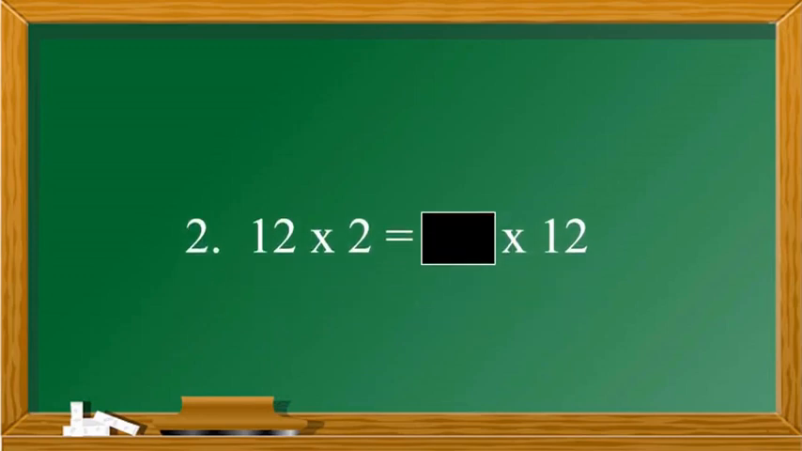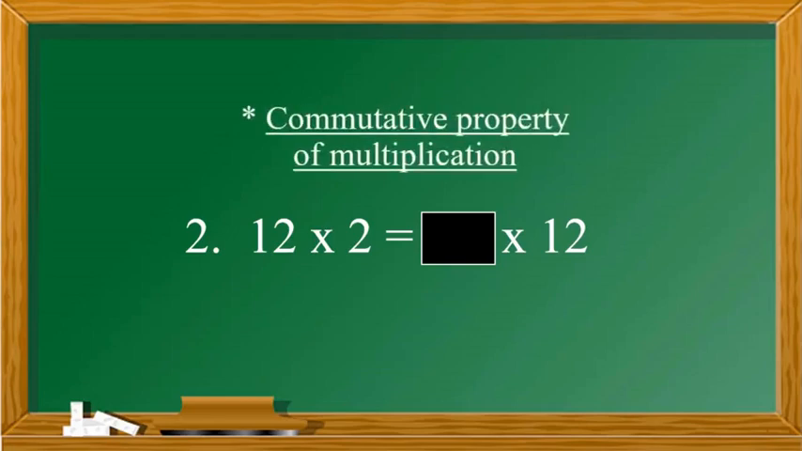Next example, 12 times 2 equals missing number times 12. What property of operations does this equation involve? The answer is, it involves the commutative property of multiplication. What is the missing number? The missing number is 2.